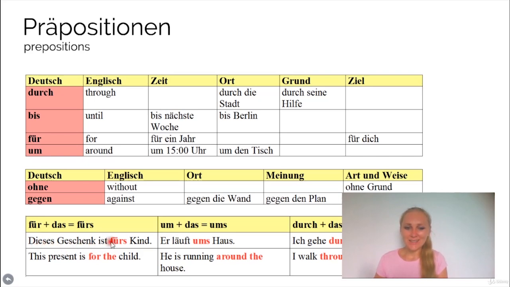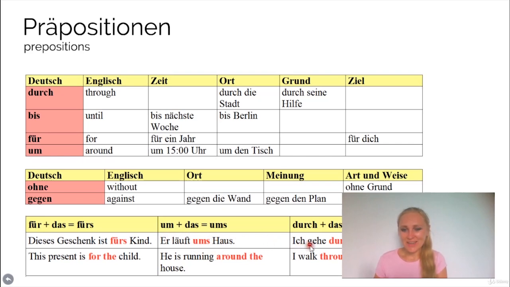Dieses Geschenk ist fürs Kind. It means this present is for the child. I could equally say dieses Geschenk ist für das Kind. Grammatically, both are correct, but it's just a shorter form. Okay. So here we have er läuft ums Haus. It means he's running around the house. You could also say er läuft um das Haus if it's easier for you. But you can just keep it together and say er läuft ums Haus.